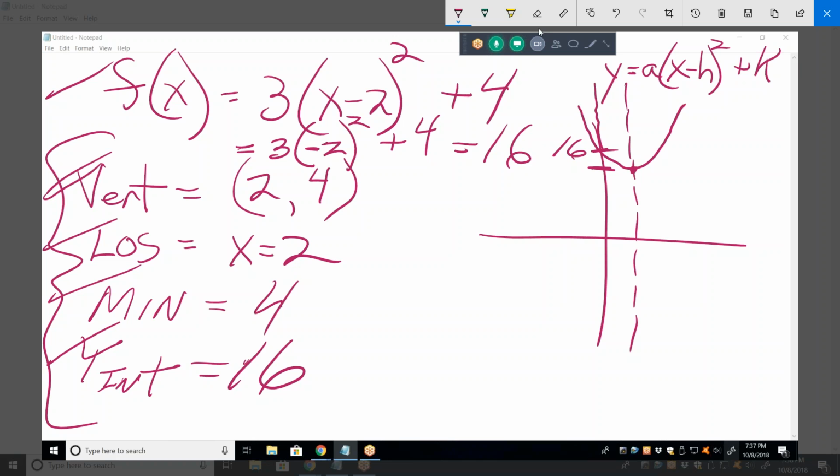Do memorize that. That is your standard format for quadratics. And sometimes you can do the other problems when they give you it in standard format. Here's standard format.